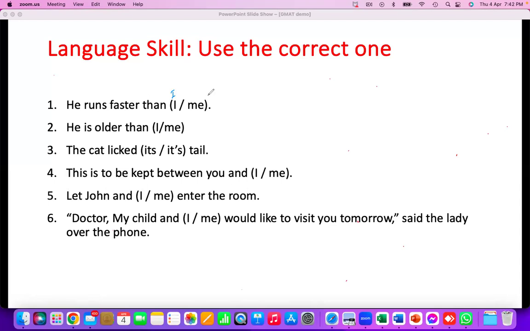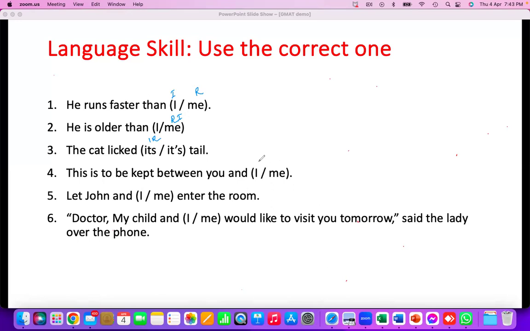I think it's me. Then, he is older than I or me. Me. Indrani? Me only. Okay. This one? Yes. Okay. The cat licked its or it's tail. The first one. Cool. Then, this is to be kept between you and I or me.